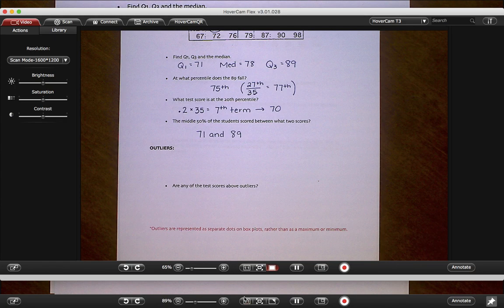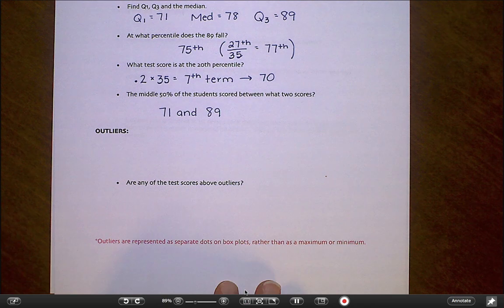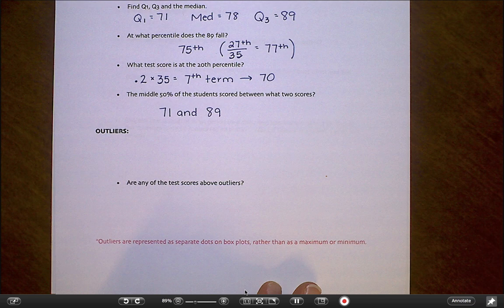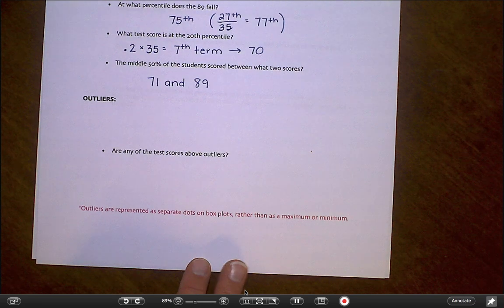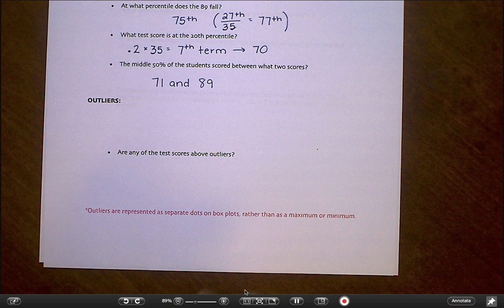Hi everyone. One more quick thing to add on to lesson 1-4 for Algebra 2, and that is how to calculate outliers. Now we've talked about what outliers are before. Outliers are data points that are far away from the rest of the data set, but there is actually a mathematical calculation to be able to figure out whether or not something truly is an outlier.